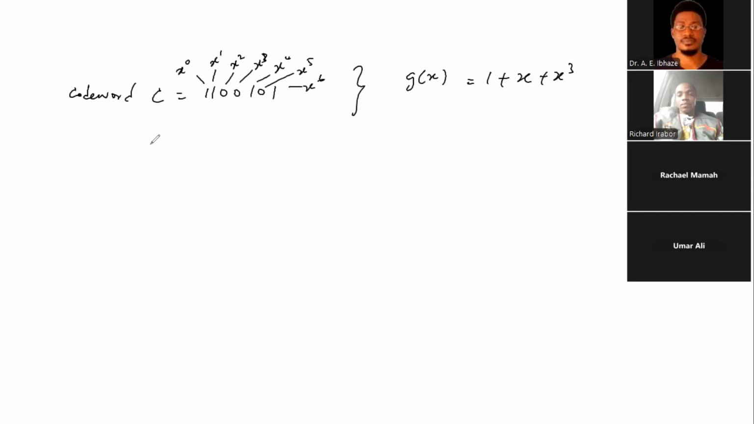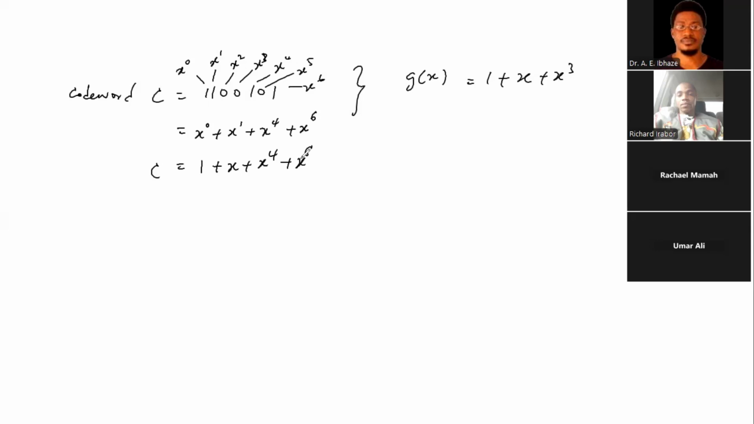So it means that in the code word, the terms for x to the power of 2, 3, and 5 knock off to 0, right? So we have x to the 0 plus x to the power of 1, then 0s, then x to the power of 4, x to the power of 5 knocks off to 0, plus x to the power of 6. So our code word is the same as 1 plus x to the power of 4 plus x to the power of 6. Is that clear? Yes, sir.